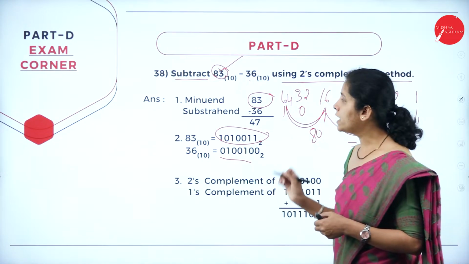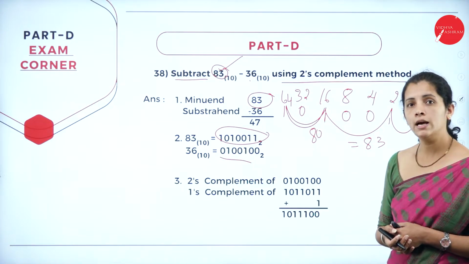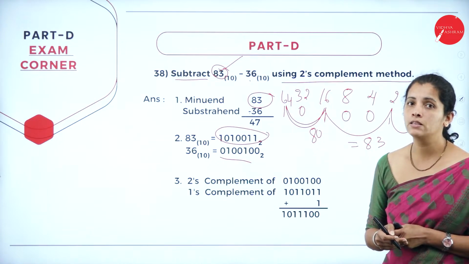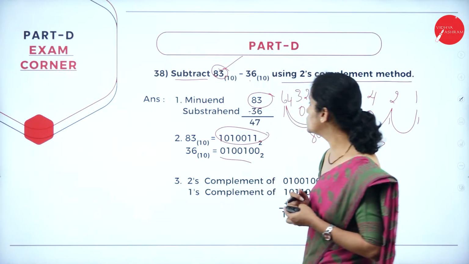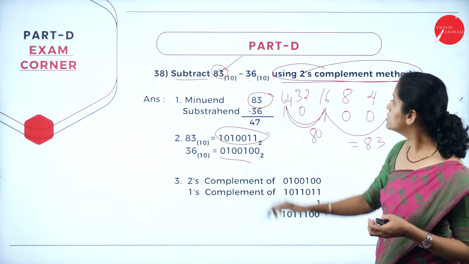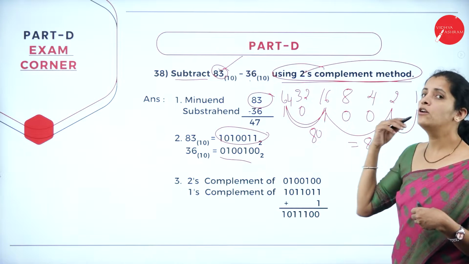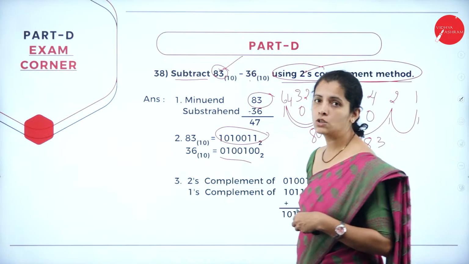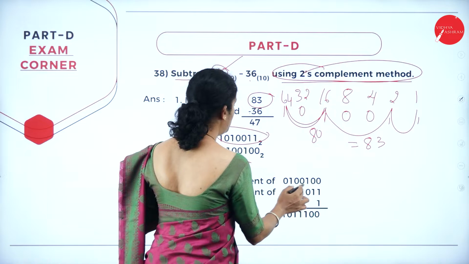Now I want to take the 1's complement of the negative number, because in a computer system we cannot represent negative numbers. For that we have 1's complement as well as 2's complement. According to the question, I want to subtract the given number using the 2's complement method. So I cannot take the 2's complement directly. Before that, I want to take the 1's complement. So here, see, this is the number.